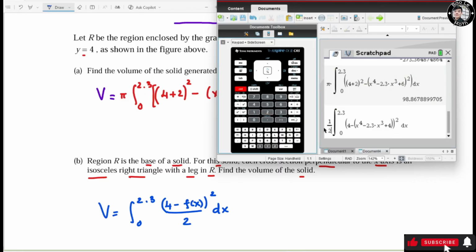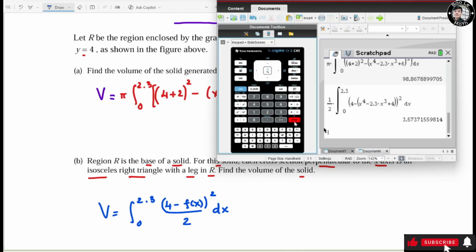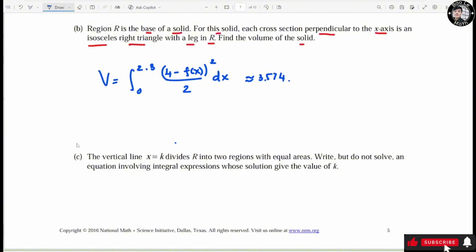Press Ctrl Enter. It's going to be 3.574. Now let's move on to question C. The vertical line s equals k divides the region R into two regions with equal area. Write but do not solve an equation involving an integral expression whose solution gives the value of k.